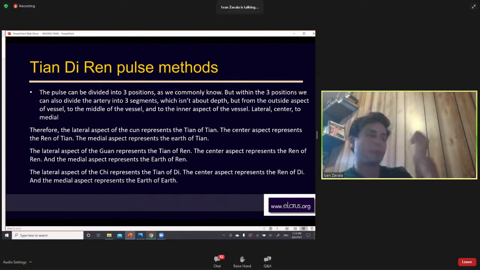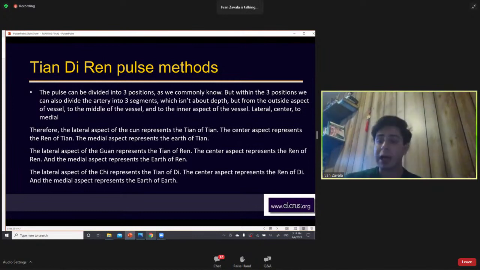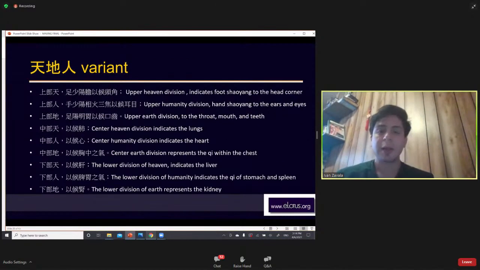This way of breaking down the artery, just moving your fingers laterally, center, and medially, will tell you different aspects of physiology. And I'll show you how. And they give us examples.